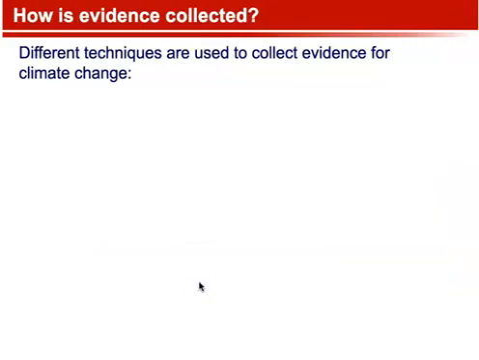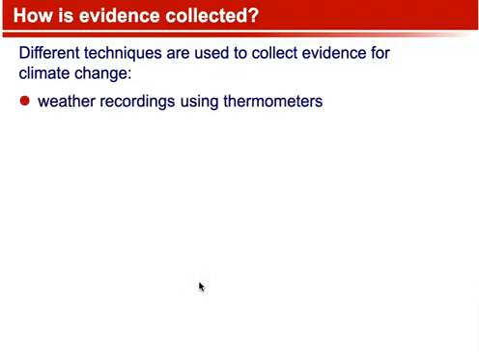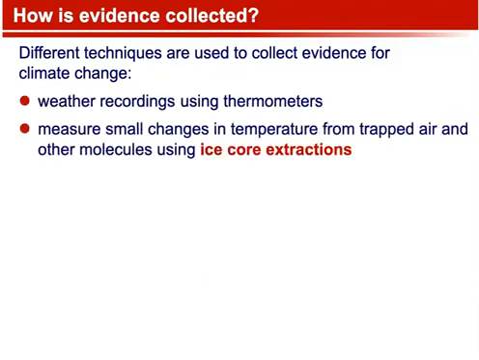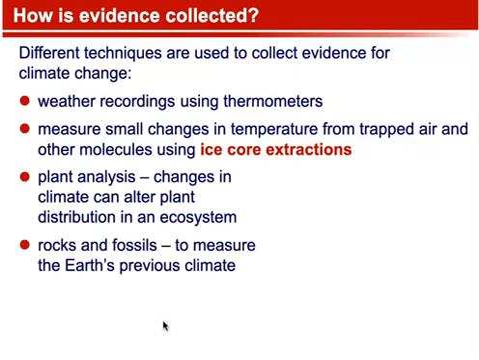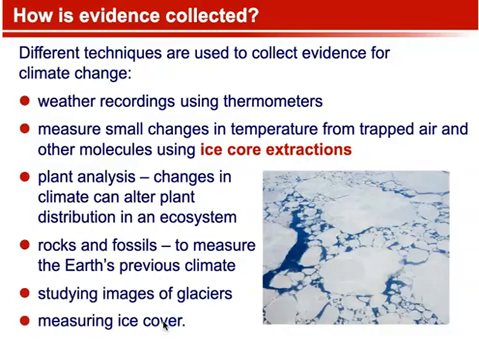So how is this evidence collected? Different techniques are used to collect evidence for climate change. Weather recordings using thermometers, measure small changes in temperature from trapped air and other molecules using ice core extractions. Plant analysis, changes in climate can alter plant distribution in an ecosystem. Rocks and fossils, to measure the Earth's previous climate. And studying images of glaciers, as well as measuring ice cover.